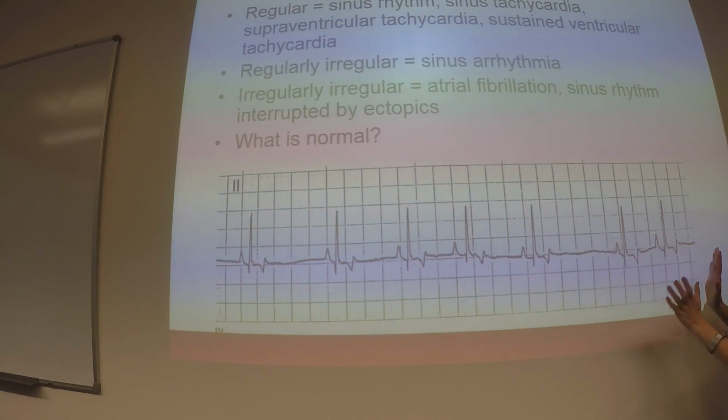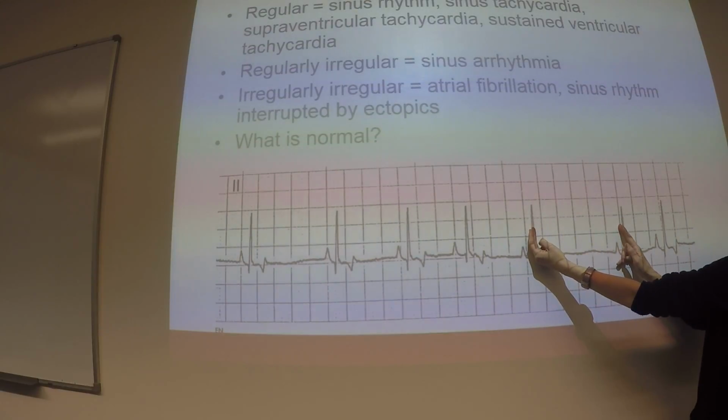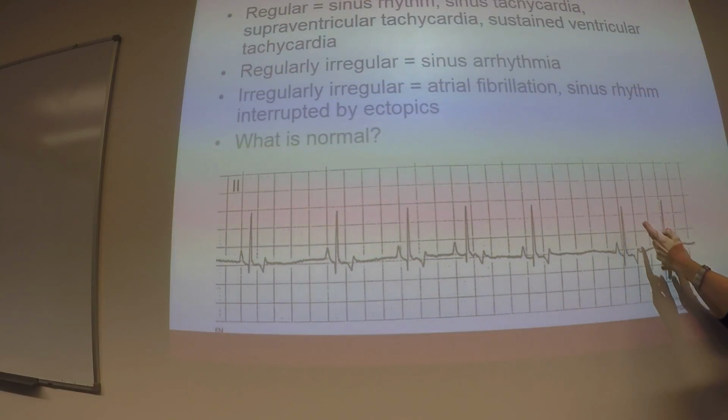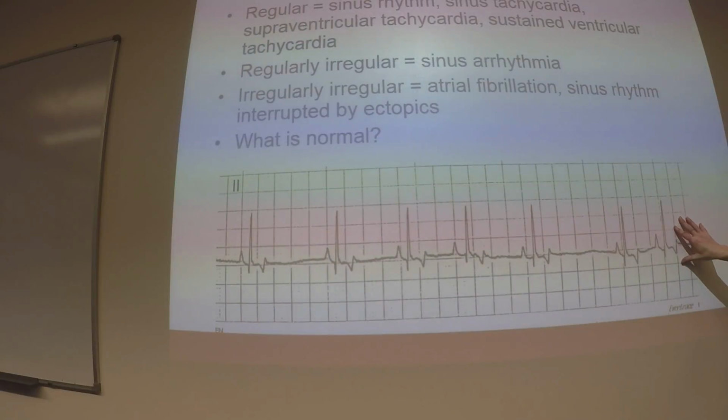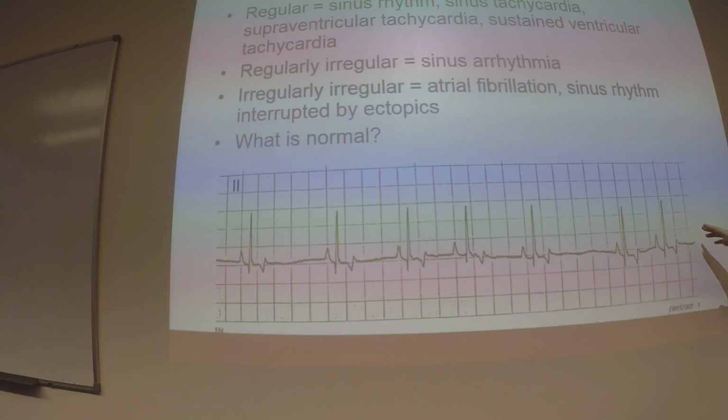So you can see that in here, the R to R interval is not the same all of the time. Sometimes it's longer, sometimes it's shorter. So this will be an example of an irregular rate, or rhythm, an irregular rhythm. A regular rhythm, exactly the same R to R intervals. Irregular rhythm, R to R intervals are not the same.